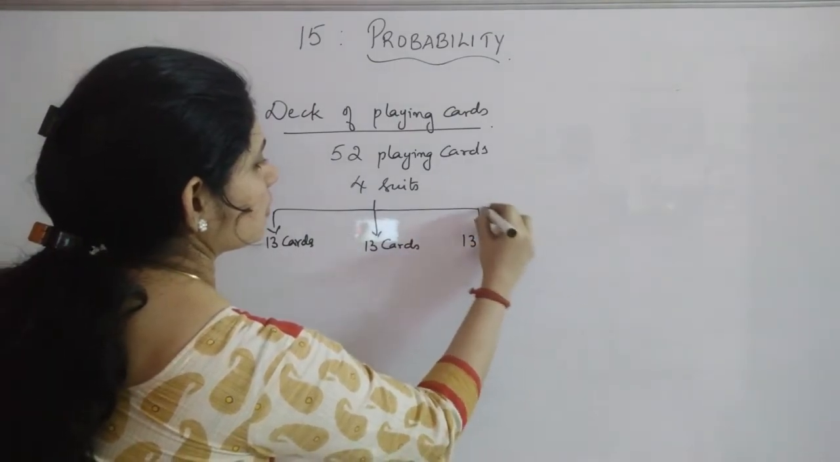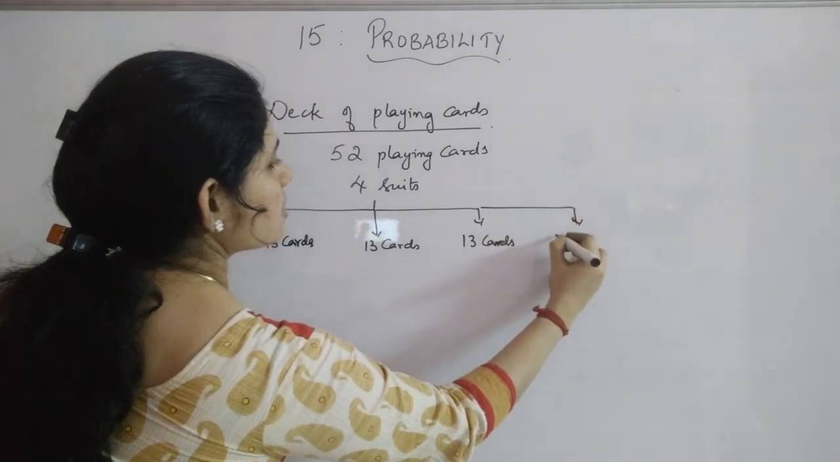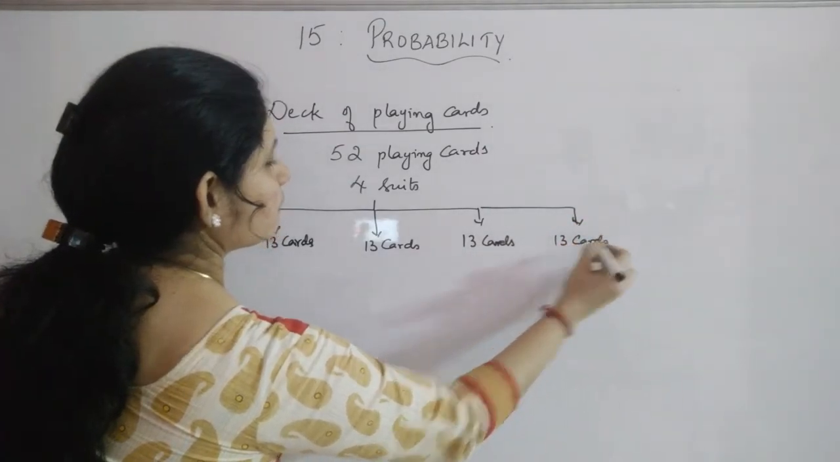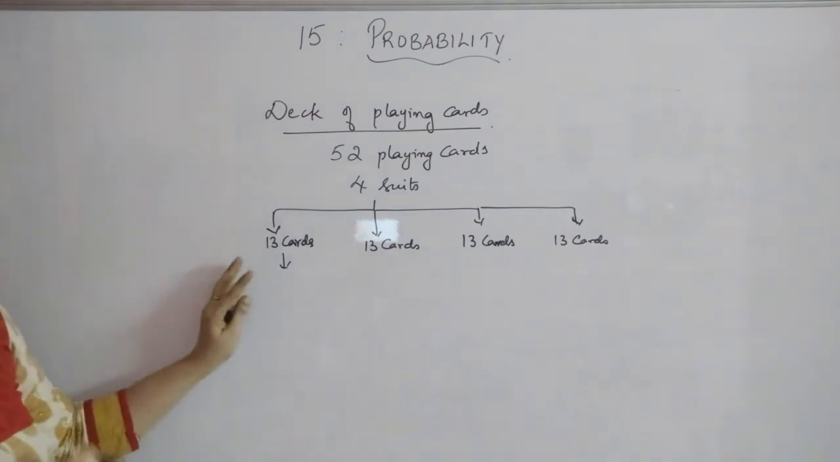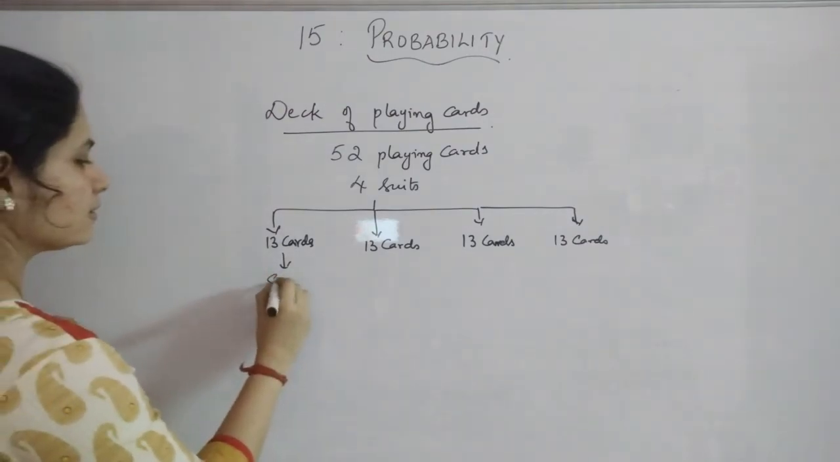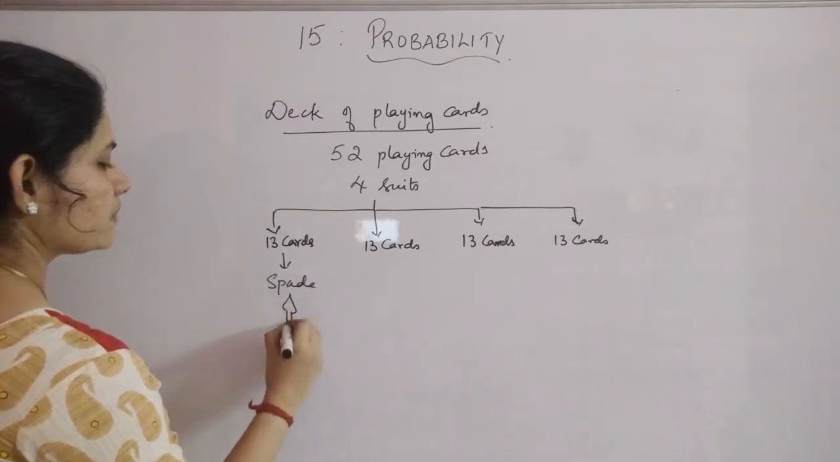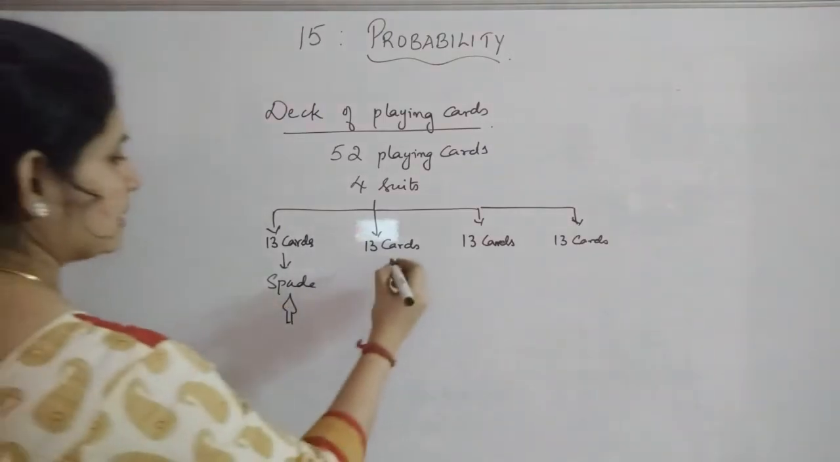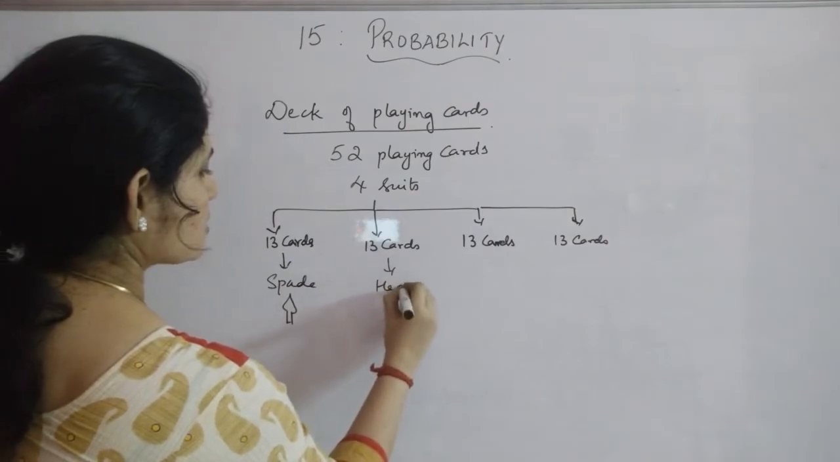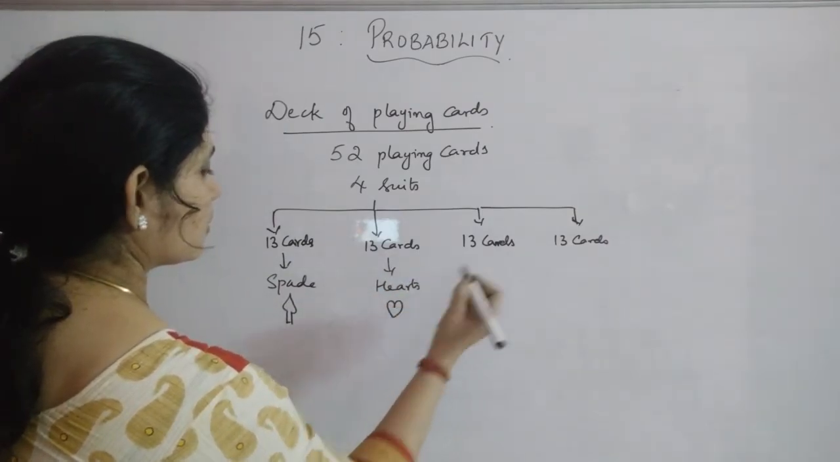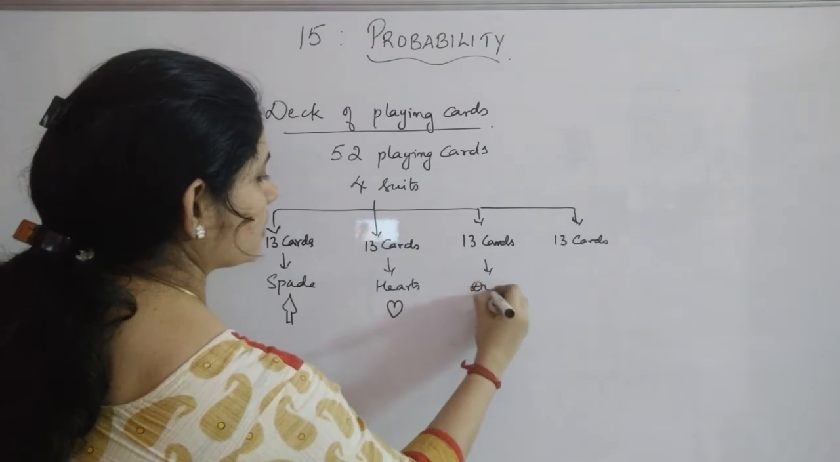And the cards are: first, the shape of spade. I'll just show you that this is the shape of a spade. Then you have hearts. Then you have diamonds.